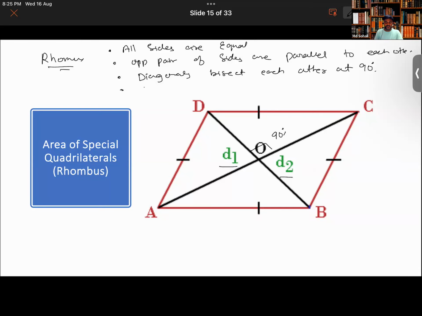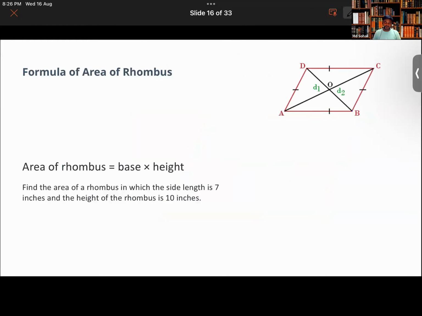And diagonals are not equal. D1 is not equal to D2. Remember this thing. Now, the formula required to calculate it, before coming to that, I actually need to discuss one more thing. Look here. The formula of a rhombus can be calculated in three different ways. Have you guys heard of the word trigonometry?